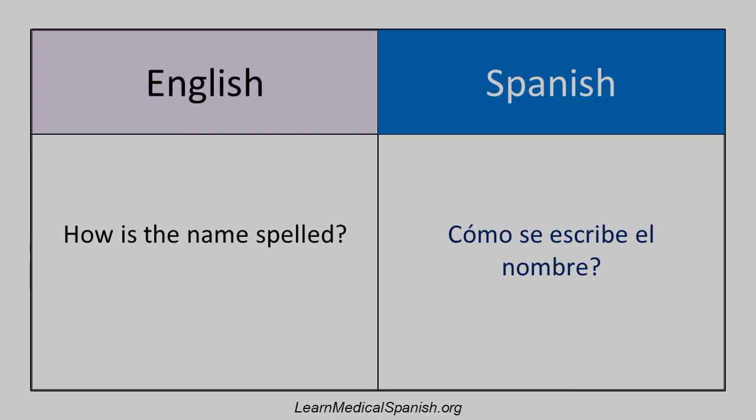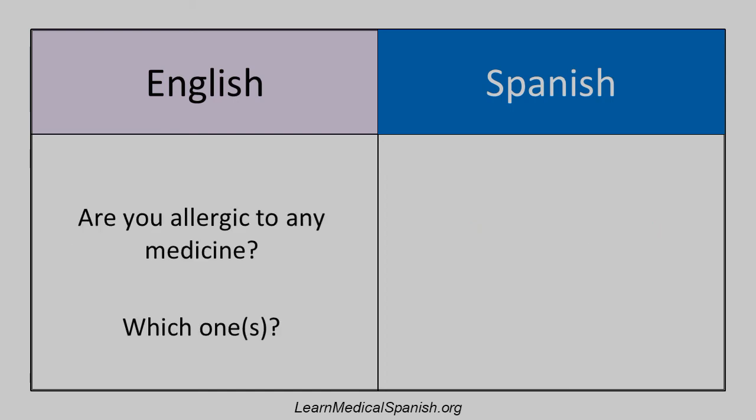Technically, that means how is the name written, but it's easier to say versus the actual way to say how is it spelled, which is ¿cómo se deletrea? As you can hear, that's a little harder to say. So ¿cómo se escribe is a pretty easy way to say it.